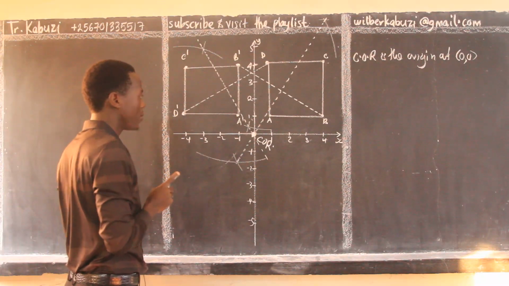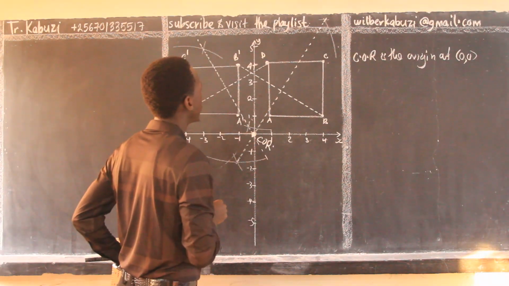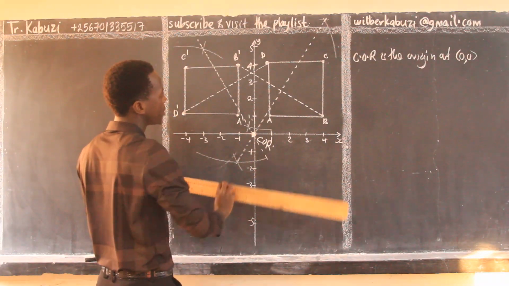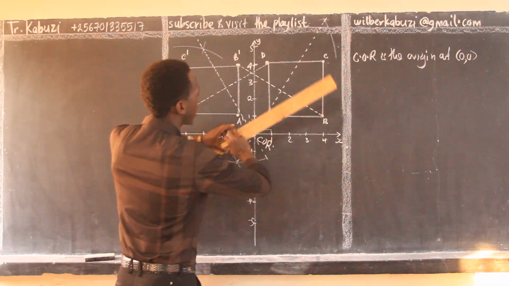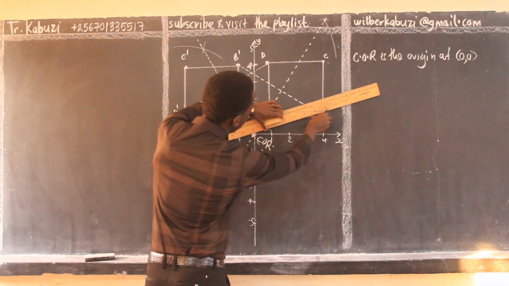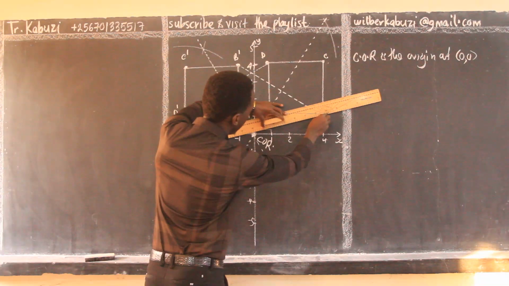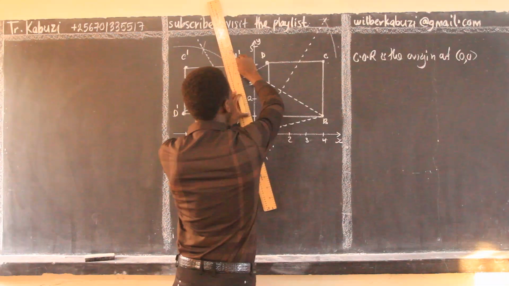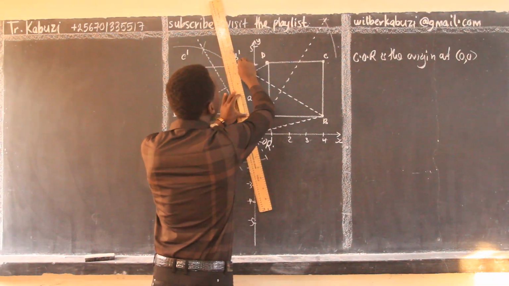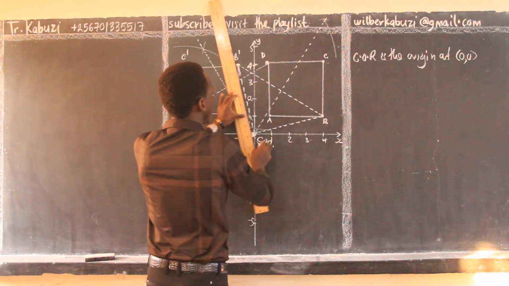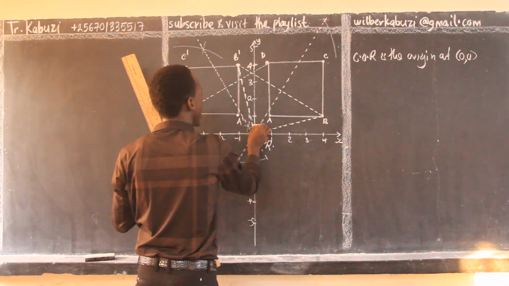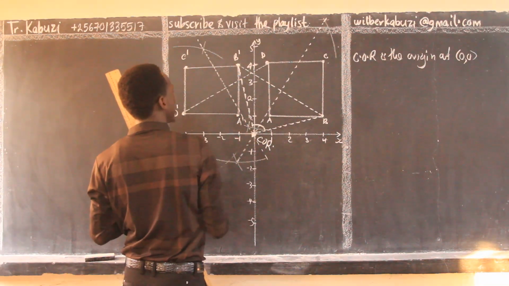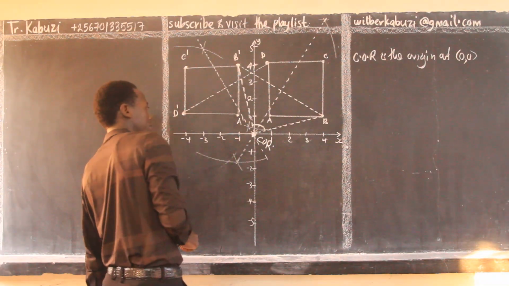Then I come to measure the angle of rotation. Now the angle of rotation, you must be a bit careful. What you do is join B to the center of rotation like this. Then also join the image of B, B prime, to the center of rotation. Now I'm going to measure this angle here. I first join this to this, then I also join this to this. Then I'm going to measure that angle that is formed.